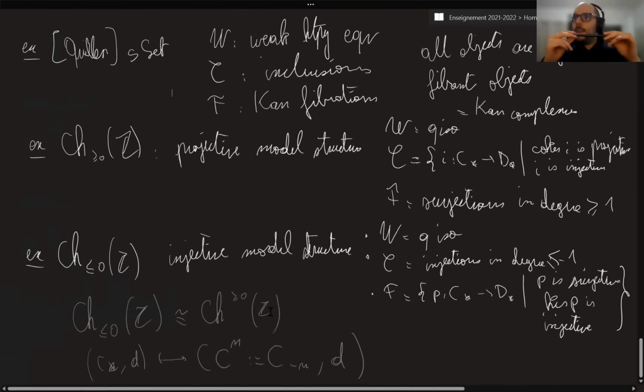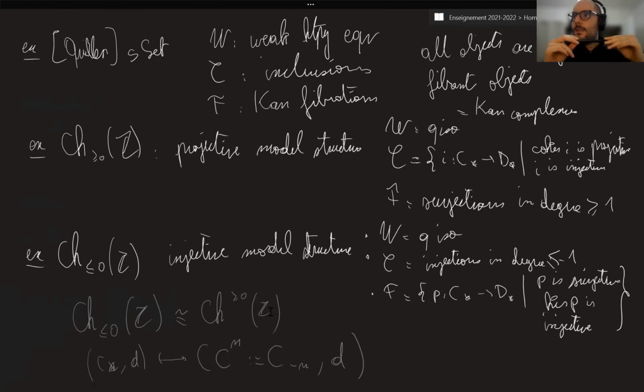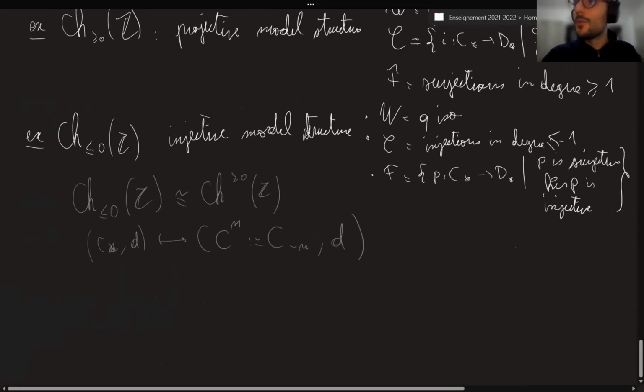Okay. Are there any questions so far? No? So what we are going to do now is prove a few properties about model categories. So basic stuff that I'm going to use all the time. Okay. So the first one, or maybe first properties.